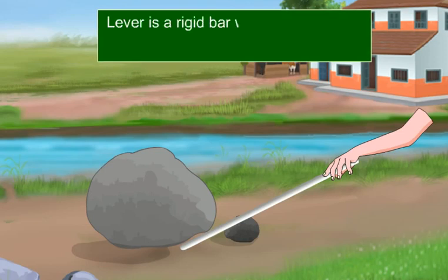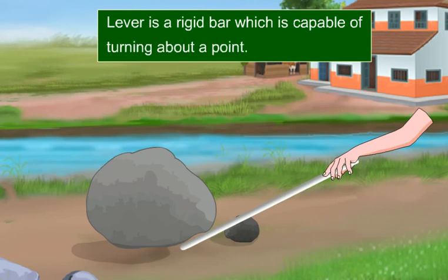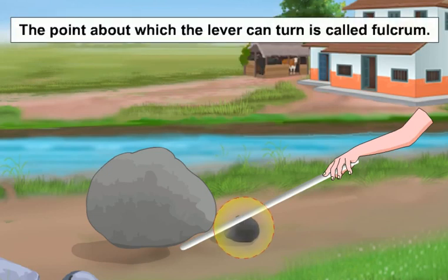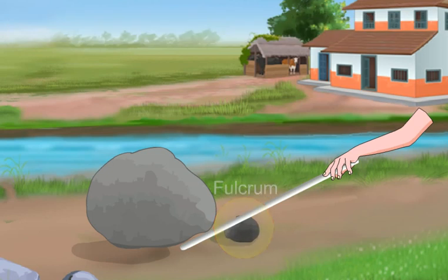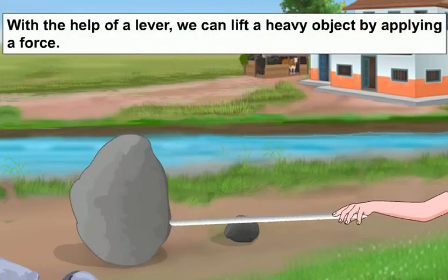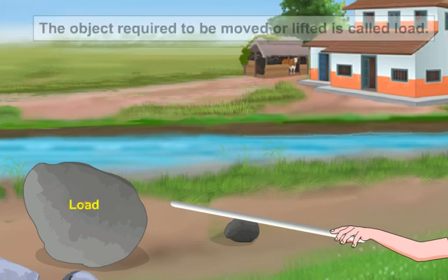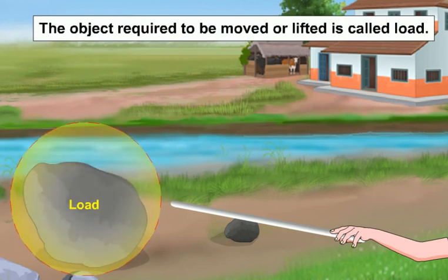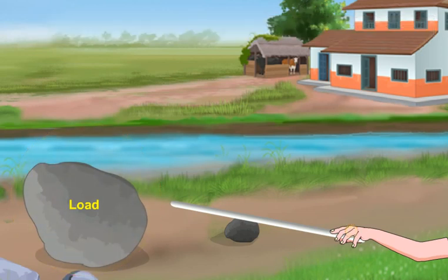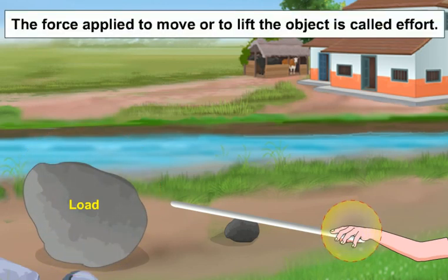A lever is a rigid bar which is capable of turning about a point. The point about which the lever can turn is called the fulcrum. Students, with the help of a lever, we can lift a heavy object by applying a force. The object required to be moved or lifted is called load. The force applied to move or to lift the object is called effort.